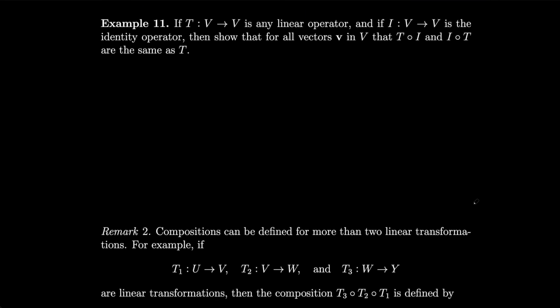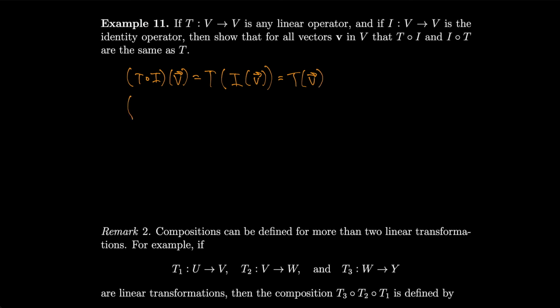If T from V to V is any linear operator, and if I from V to V is the identity operator, let's show that for all vectors v in V, T circle I and I circle T are the same as T. Well, let's look at T circle I first. Apply that to some arbitrary vector v. That would be T of I of v. And I of v is just v, so this is just T of v.